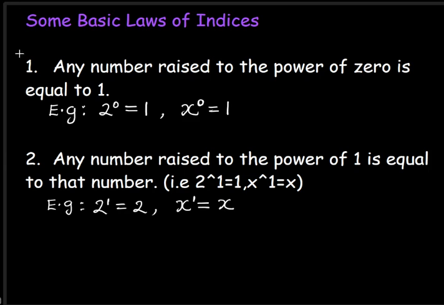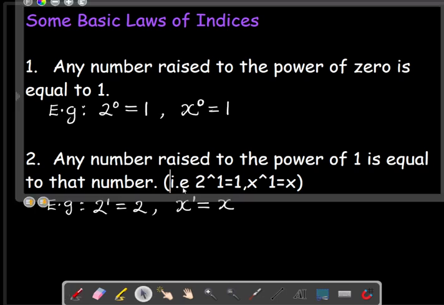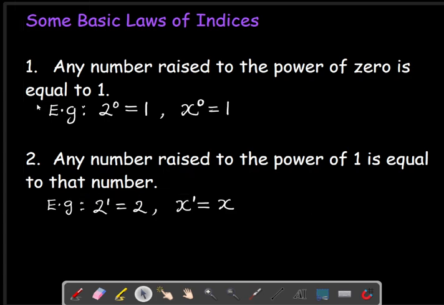Okay, so let's see. Any number raised to the power of 0 is 1. So 2 raised to the power 0, you can see that we have 1 here, and x raised to the power 0 will also give us 1. So anything raised to the power of 0 will give us 1.